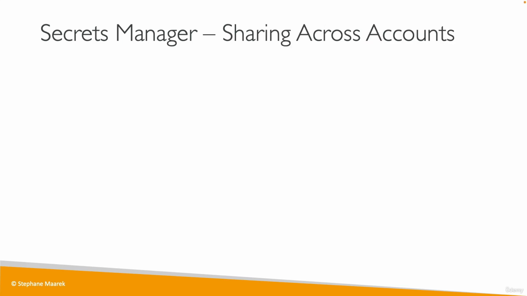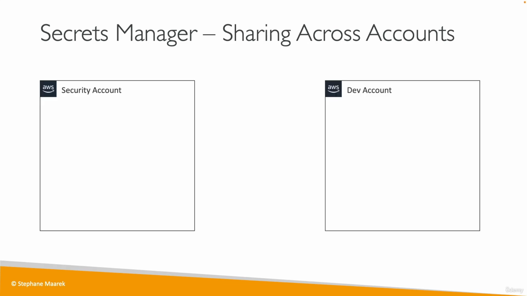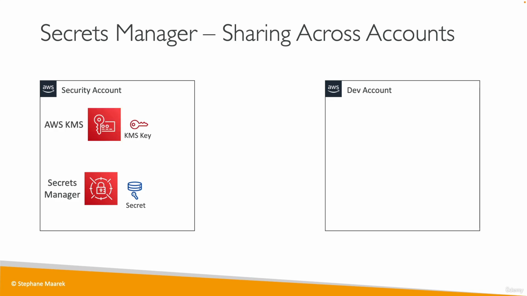So you need to know the process to share secrets across accounts in Secrets Manager. So you have a security account where your secret is going to be and a developer account that needs to use that secret. So we have a Secrets Manager secret, it's in our account, and of course it's protected and encrypted through a KMS key. Now, how do we make a user in the dev account access our secret? So there is no way to share that secret using Resource Access Manager, so you can forget about it. Instead, we can attach resource-based policies to our secrets.